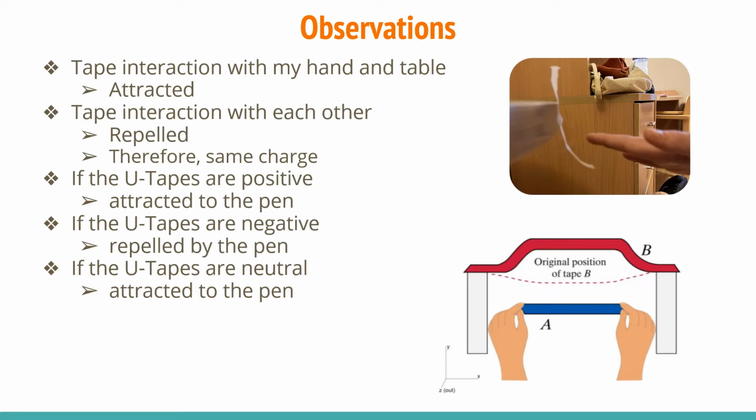From the experiment, I was able to observe that the U-tape was attracted to both my hand and the table, but it was repelled by the other pieces of U-tape. From this, we can conclude that the U-tape has the same charge.